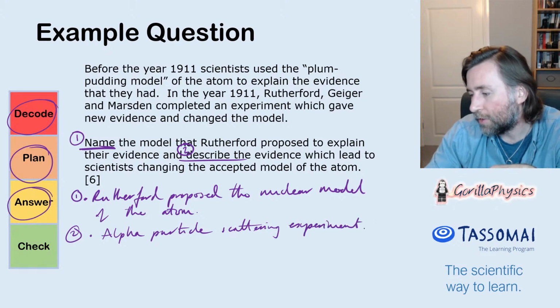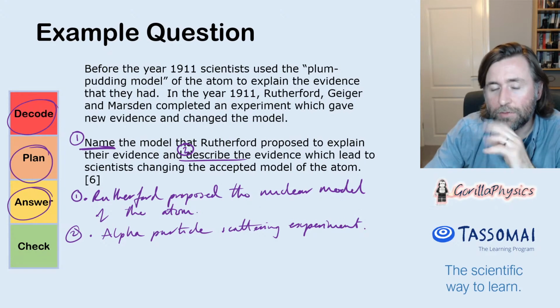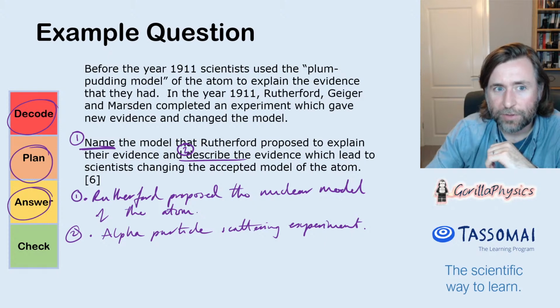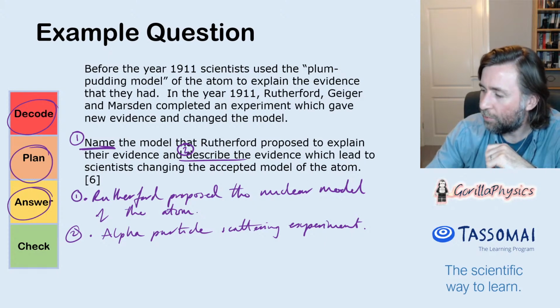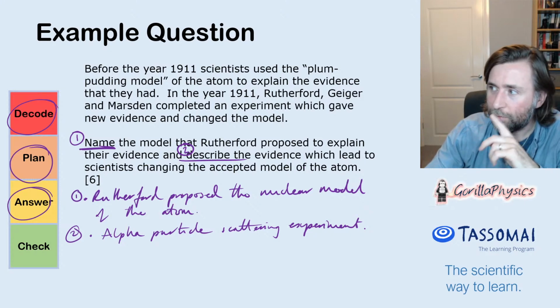It's sometimes called, incidentally, the gold leaf experiment or something like that. Rutherford scattering is also acceptable. Okay, that is the name of that bit of evidence. Now we need to describe more about the evidence. We don't need to explain how that led to the model, though, did we? We just need to describe the evidence. So let's go through it.